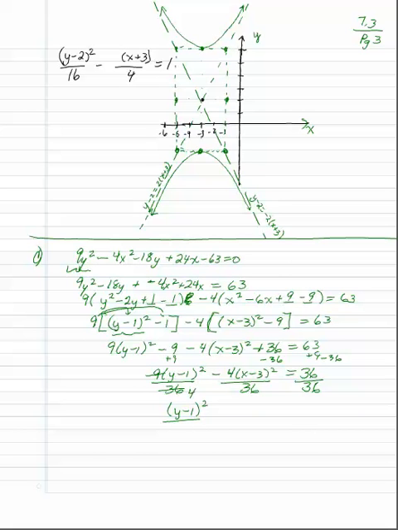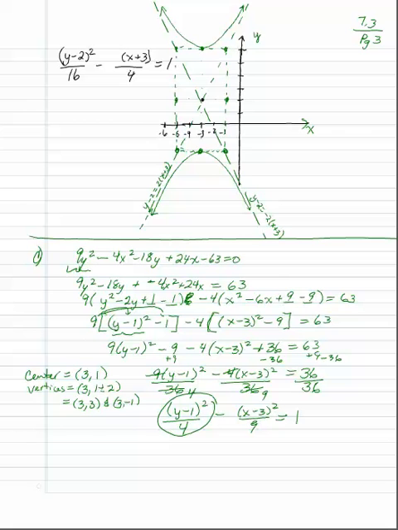So 9 goes into 36 4 times. 4 goes into 36 9 times. And now we can answer all our questions. So let's see, this is going to open in the y direction, just like the one above. So our center is going to be (3, 1). Our vertices are going to be, see, it's opening in y, square root of 4 is 2, so we add 2, subtract 2 to the 1. So that's going to get us (3, 3) and (3, negative 1).